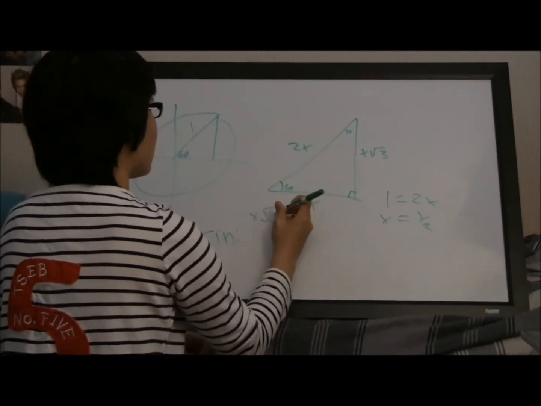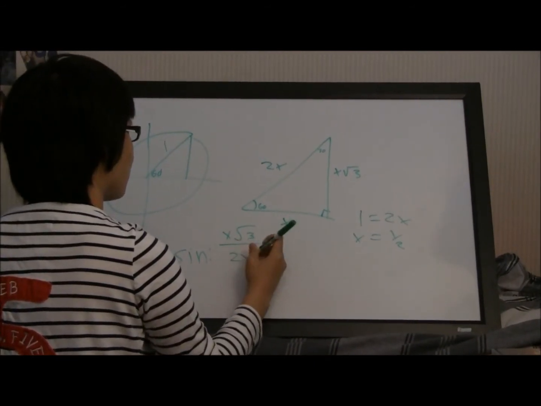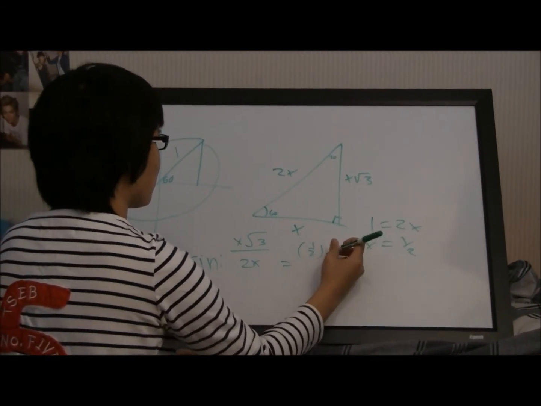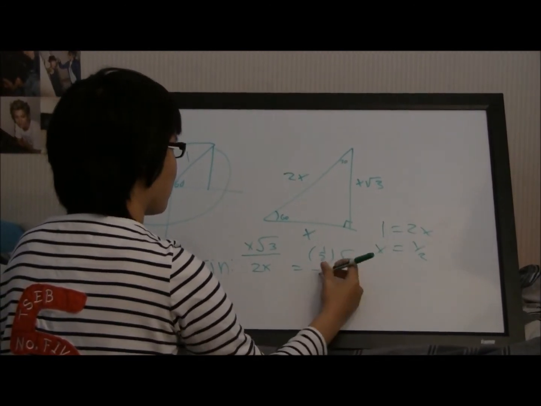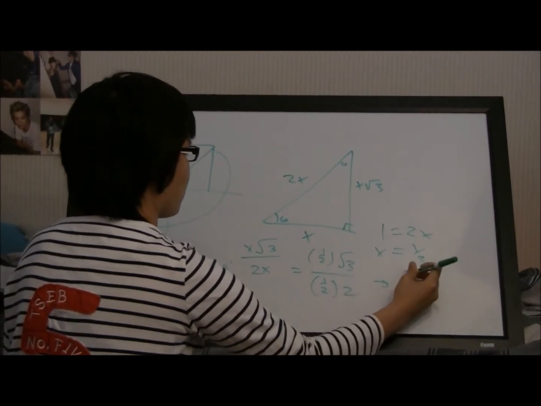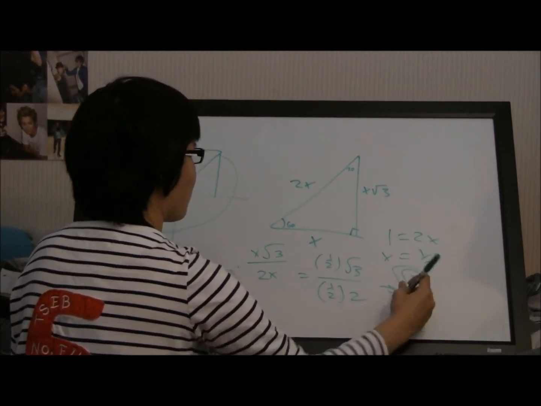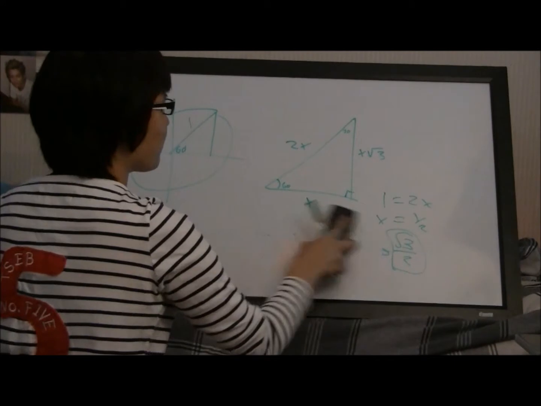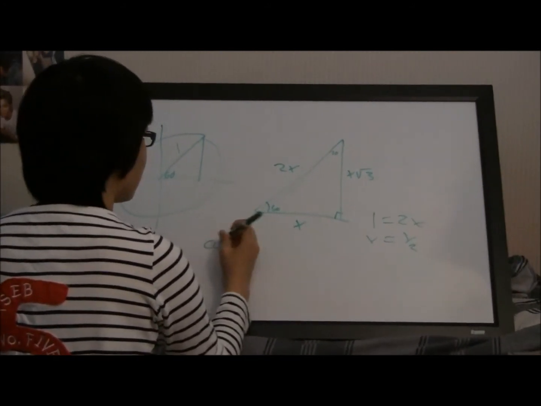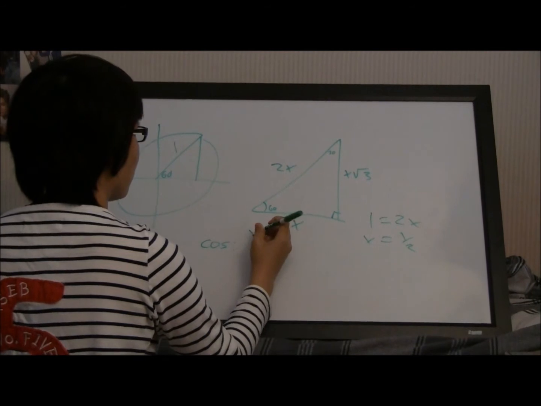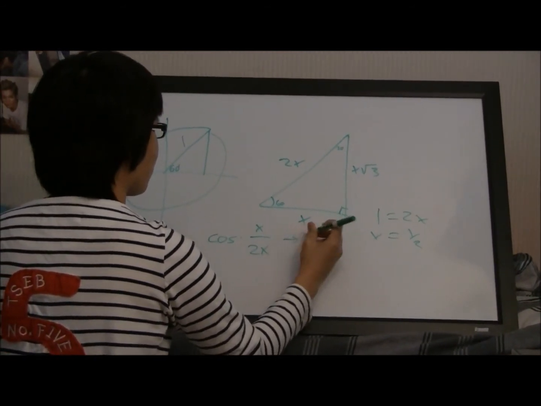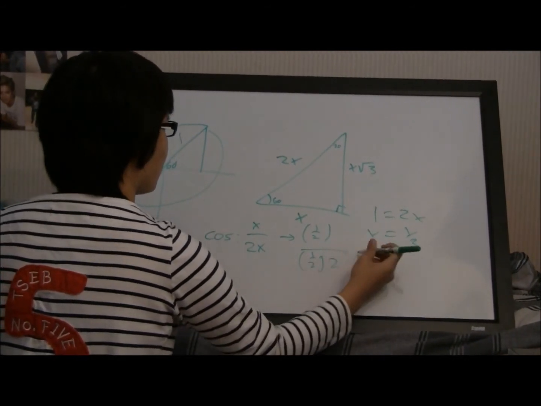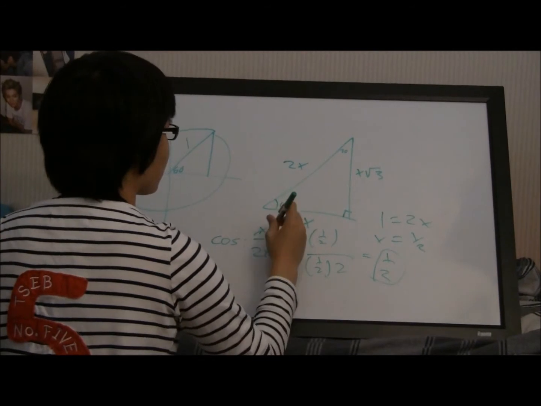So since sine is opposite over hypotenuse, you would put x rad 3 over 2x. And when you plug it in, it becomes rad 3 over 2. Of course, you can also simply cancel out the x and you'll get the same answer. As for cosine, it's adjacent leg over the hypotenuse, so it will become x over 2x, and when you plug it in, you'll get 1/2, and when you simply cancel out the x's, you'll still get 1/2.